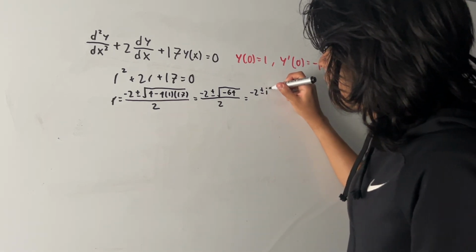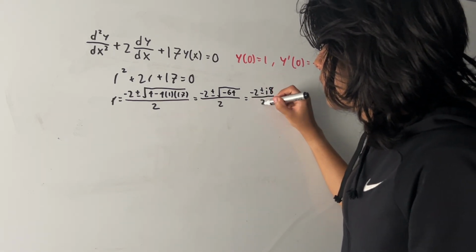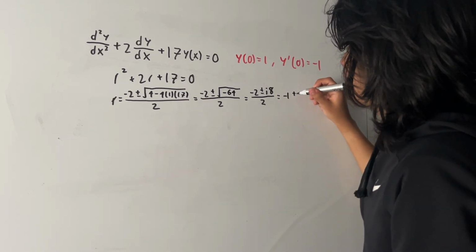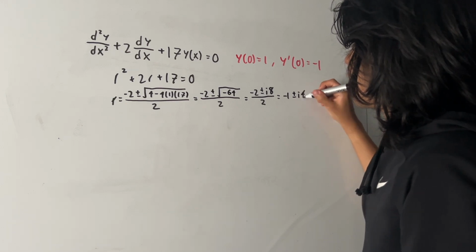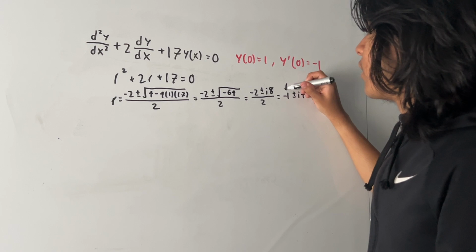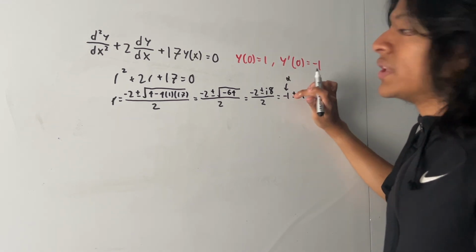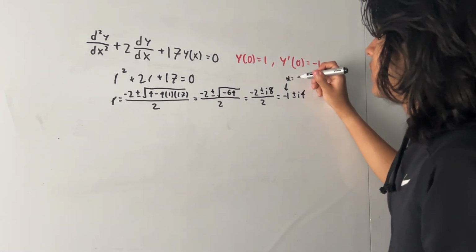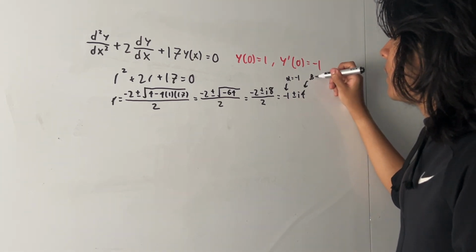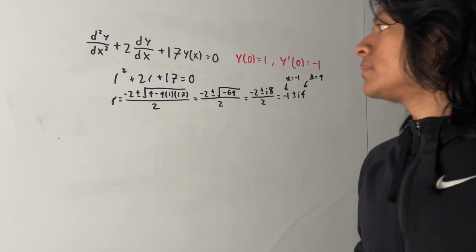So I of 8 over 2. Then we get r is just equal to negative 1 plus or minus 4i. So here's our r. Right away, our alpha in this case is going to be this negative 1 right here. So alpha is equal to negative 1. And our beta is equal to the 4.